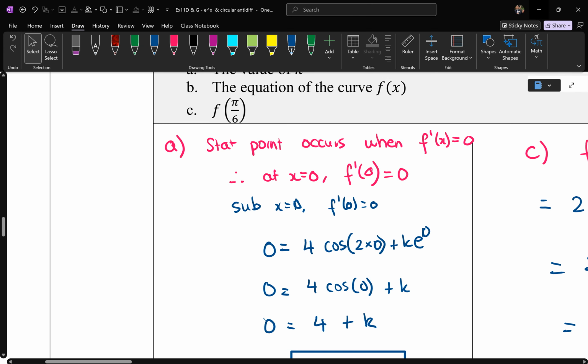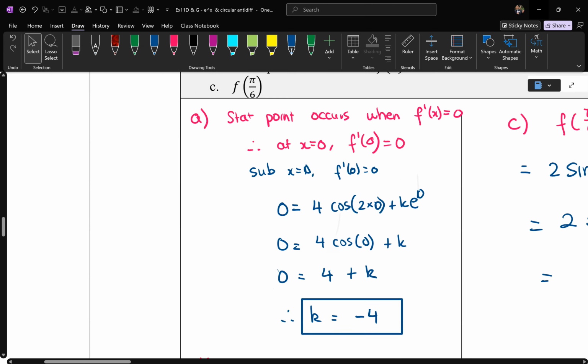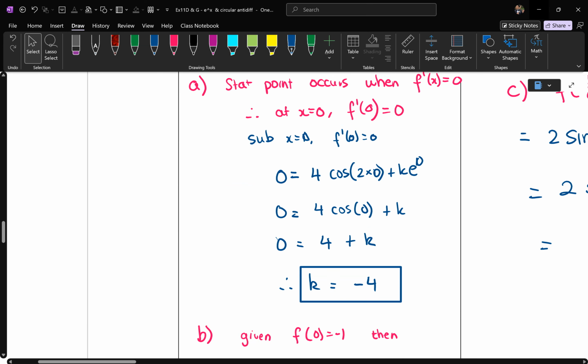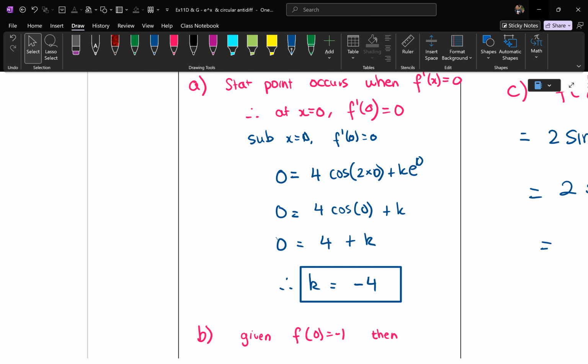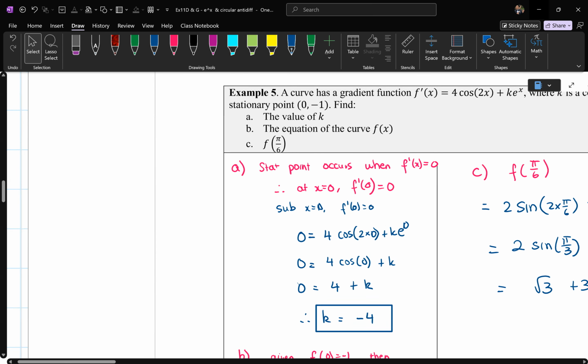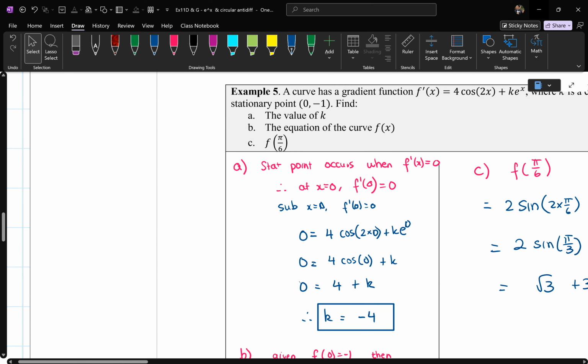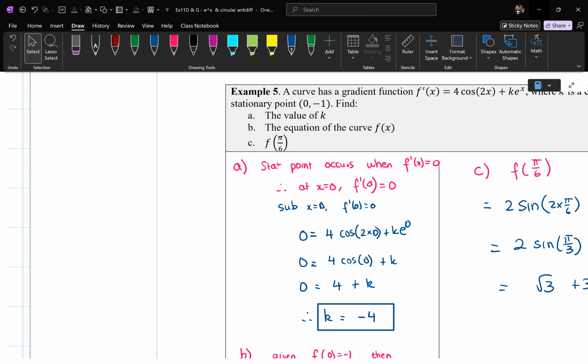Otherwise I ended up with some pretty huge cos fraction. But you should get k equals negative 4 for A. Hands up if you got k equals negative 4. Beautiful. Second part. So after you know that at x equals 0, f dash is 0, the next one is using the actual point. F of 0 should equal to negative 1. So when x equals 0, the function is equal to negative 1.